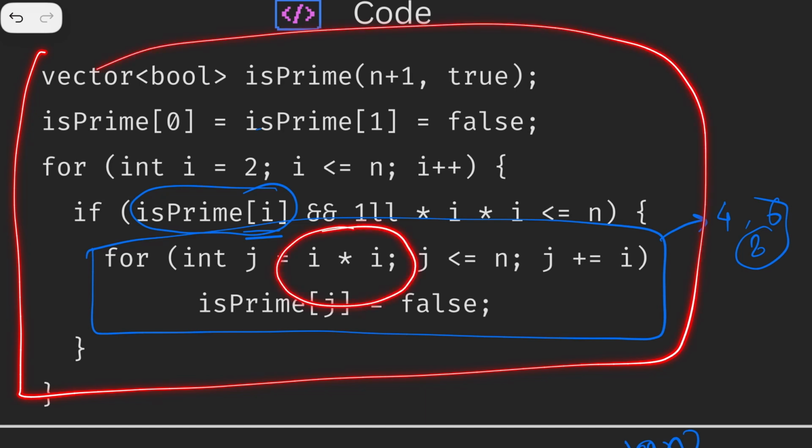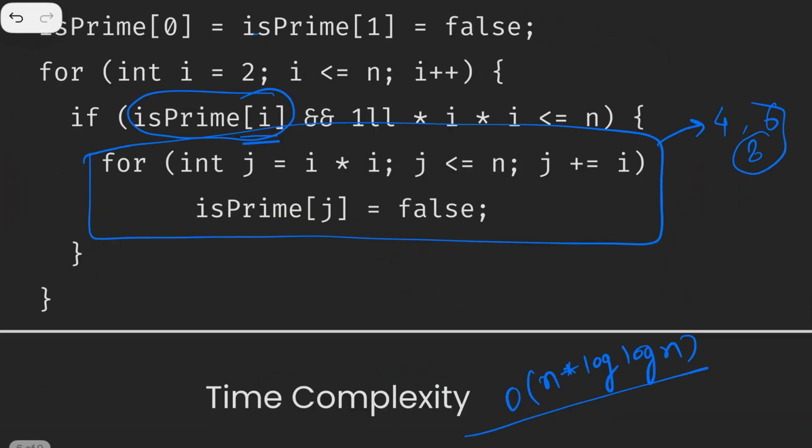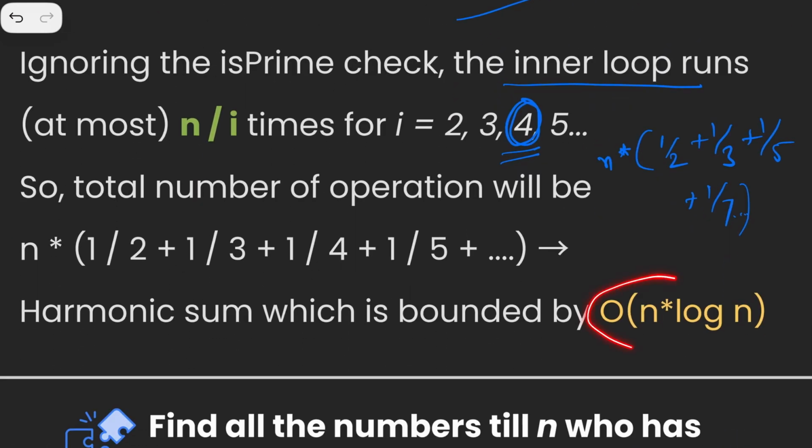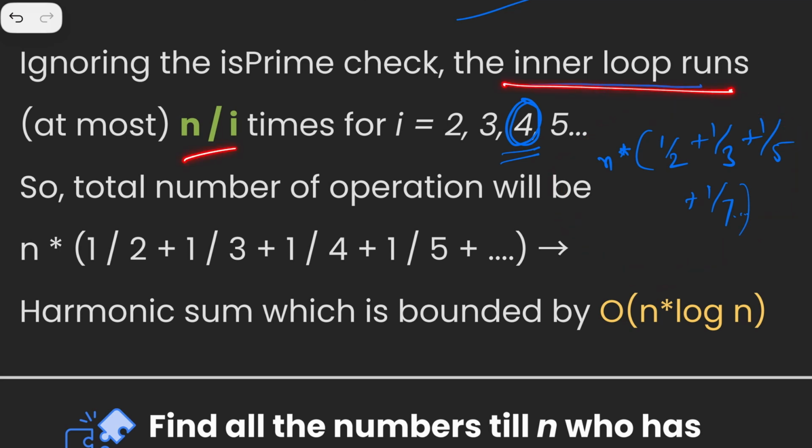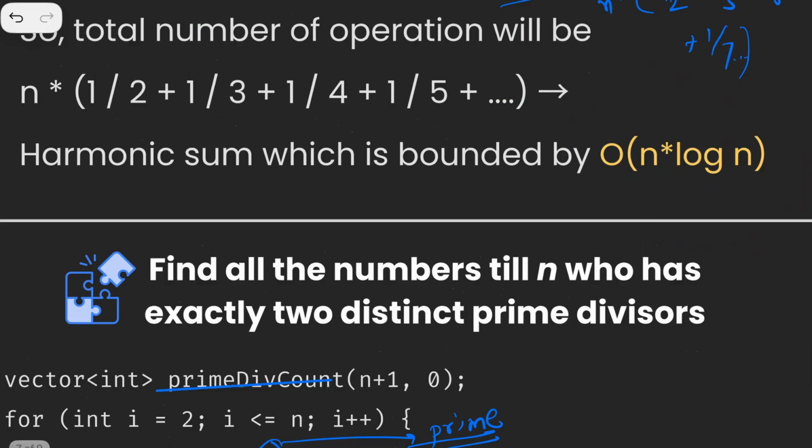We also highlighted why we are starting from I into I. And we managed to prove the time complexity as well. Actually, we proved n log n, but we can prove n into log of log n as well. For that, we have already highlighted the very important step that the inner loop will run n by I times and only for the prime numbers, not for the composite numbers.